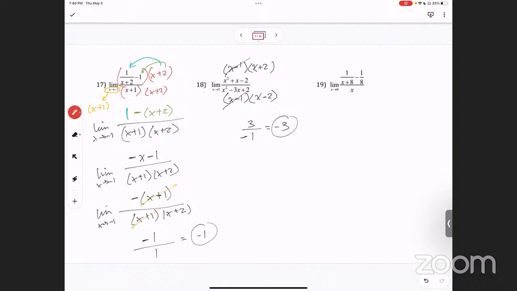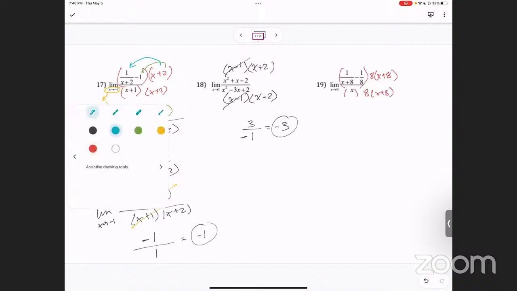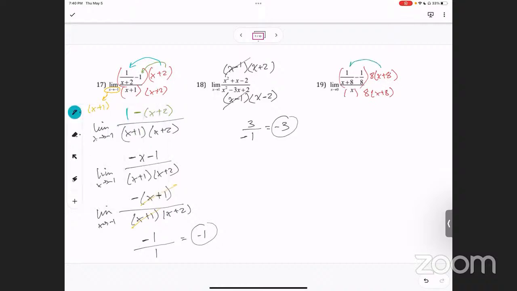Yep. And then are you also going to want to do the same thing for the 8? Yep. You have to multiply it by the least common denominator, which is 8 times x plus 8, on both the top and the bottom. When I multiply this in here, what do I get? You're going to get 8, and then x plus 8, and the x plus 8s cancel out.